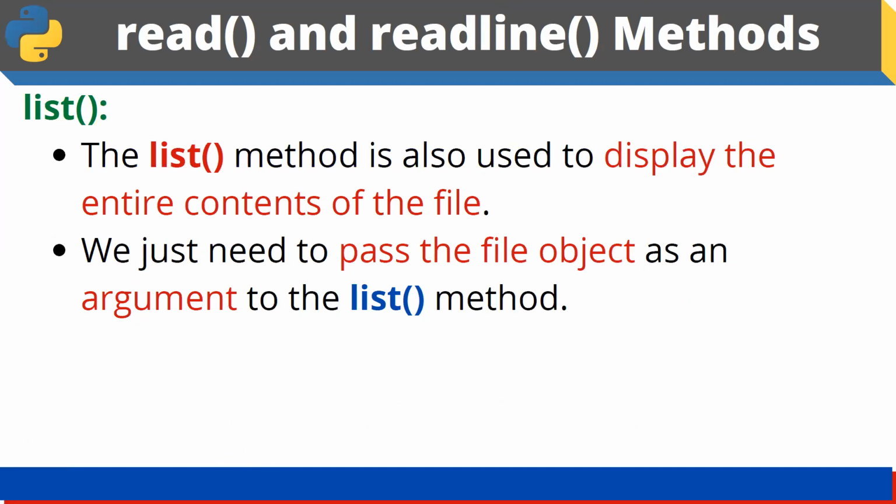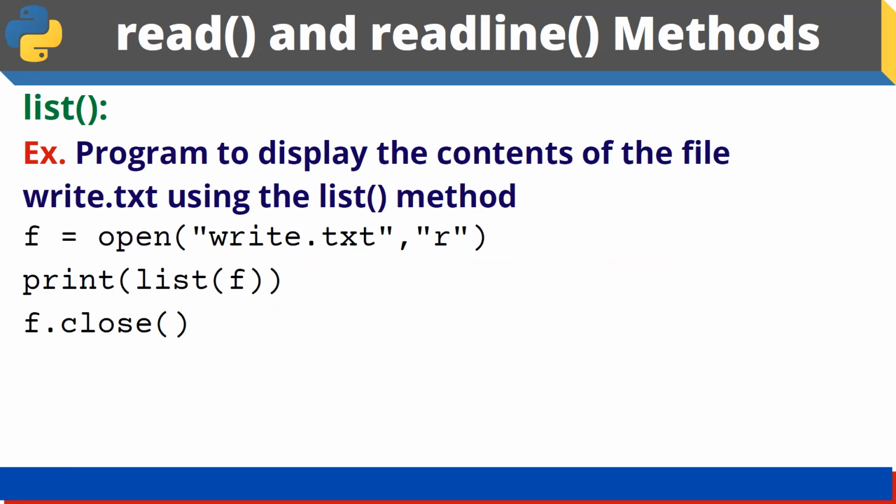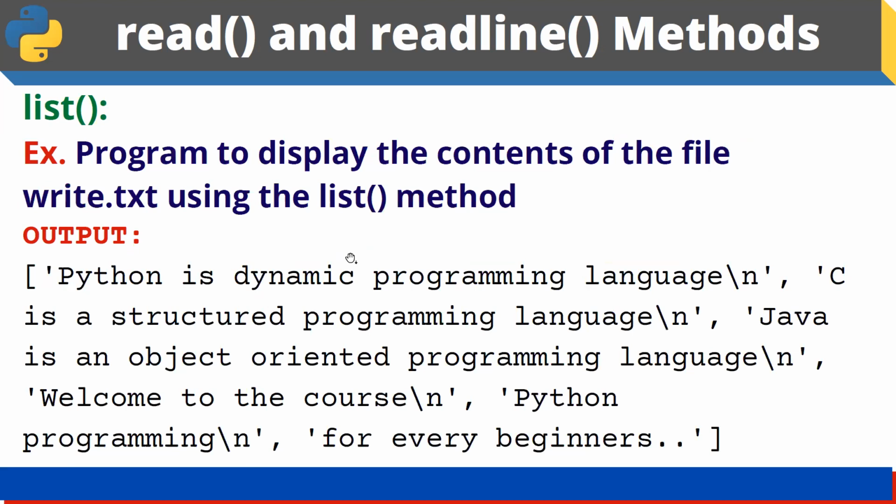So the next method is list. The list method is also used to display the entire contents of the file, and we just need to pass the file object as an argument to the list method. So we have one more function, list, which will convert the entire file contents into a list. Now this is the program. Simply f = open("write.txt"), print(list(f)). For the list function, we give the file object as the argument, and then f.close(). Whenever we run this program, we get the same output as by using the readlines method.